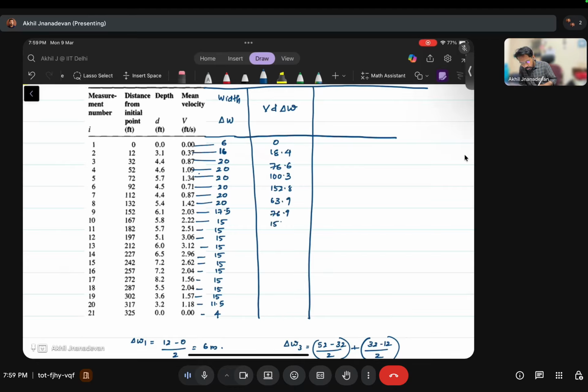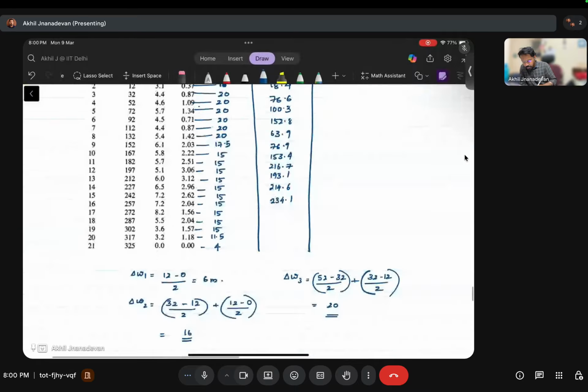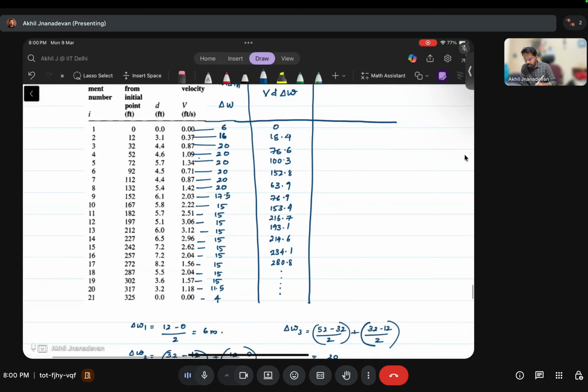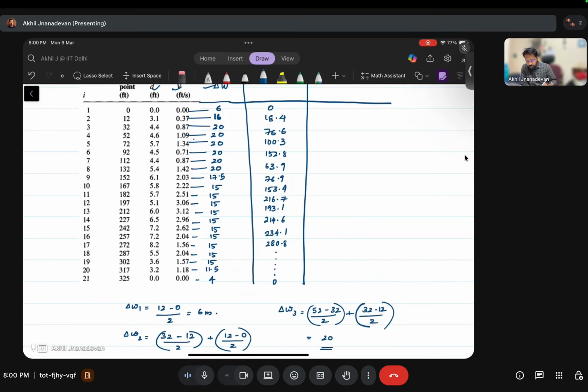76.9, 153.4, 216.7, 193.1, 6 to 34.1, 280.8, and so on. So we just have to multiply all these three, 1, 2, and 3. So we have all the values as multiplication. Similarly, 0 multiplied by 4 will be 0. These are nothing but delta Q.